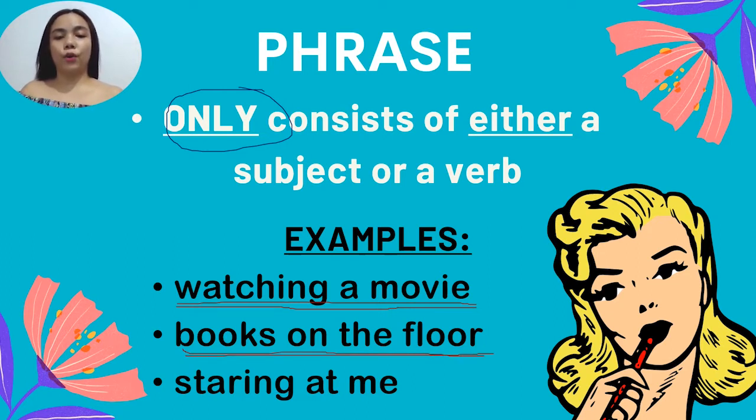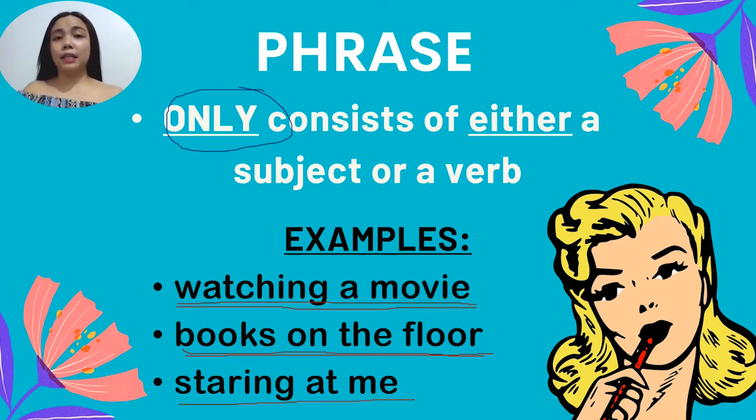Books on the floor. Okay, so we're talking about a noun, therefore it's a subject. Okay, it's a noun phrase. Books on the floor. Okay, no verb. That's why I said a while ago, it only has either a subject or a verb. Next, the last one. Staring at me.